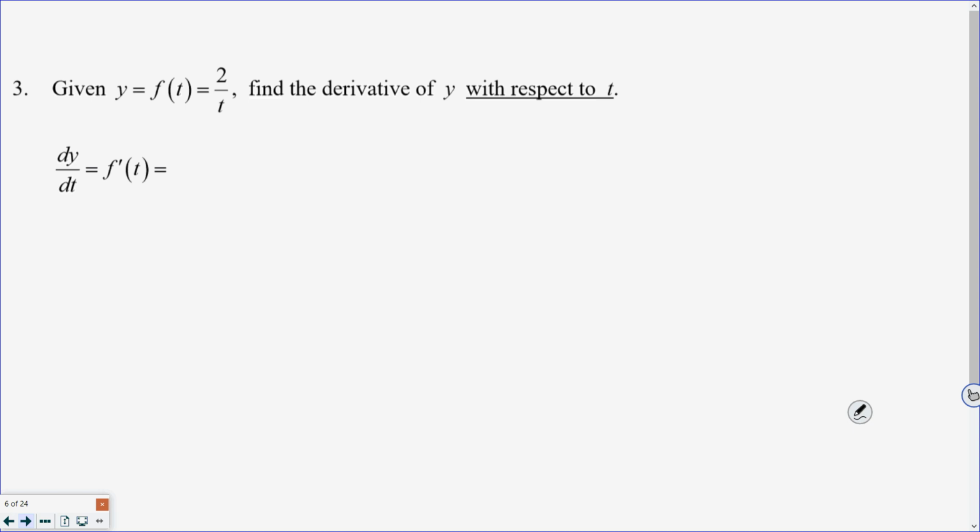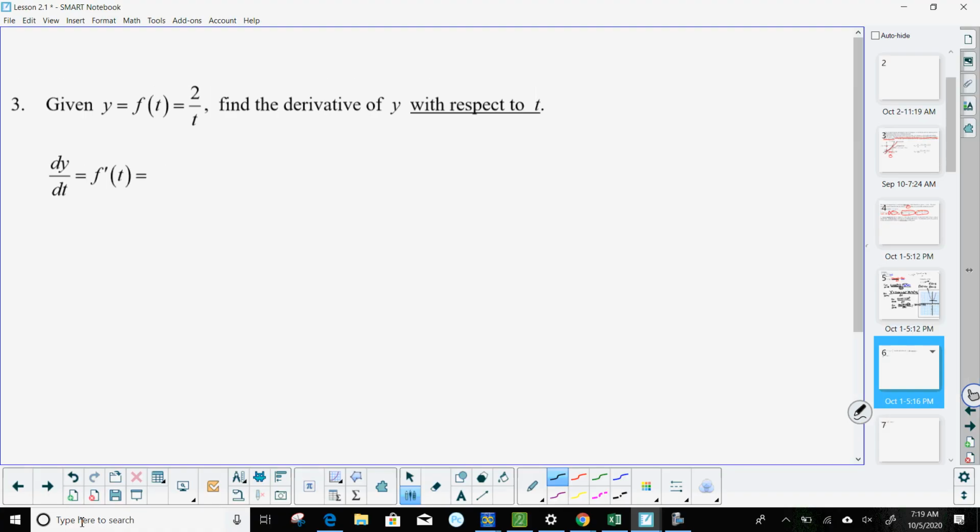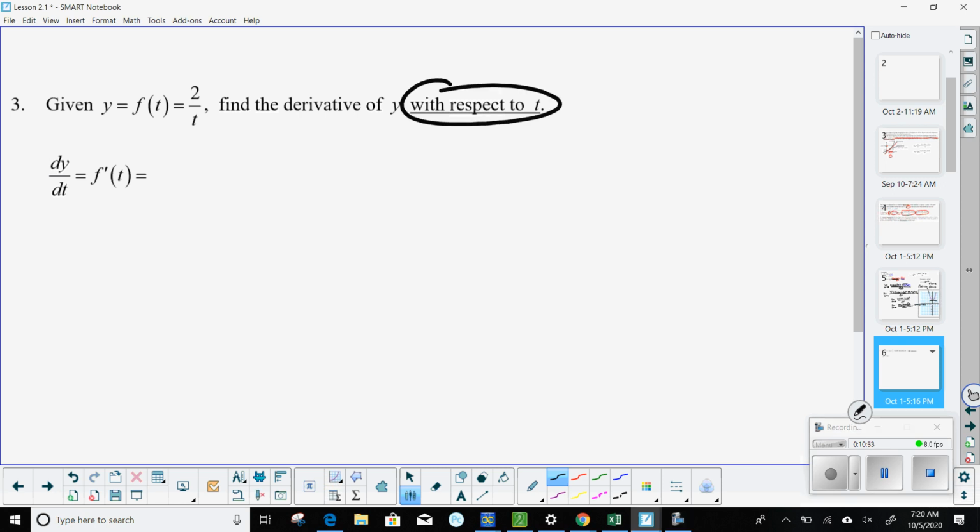So this one is f of t is equal to 2 over t, and we want to find the derivative. So number 2 here, you have y equals f of t equals 2 over t. It says find the derivative of y with respect to t. This respect to t tells you basically what the variable is that you're using. In this case, instead of x's in our function, we have t's in our function. Okay, so we're going to start out, use our formula.